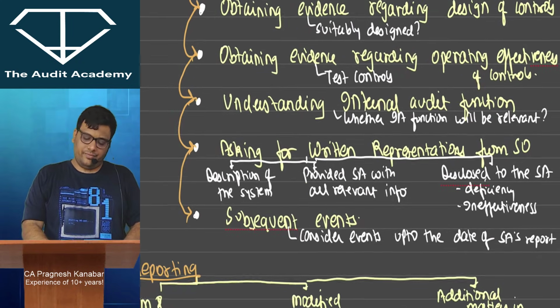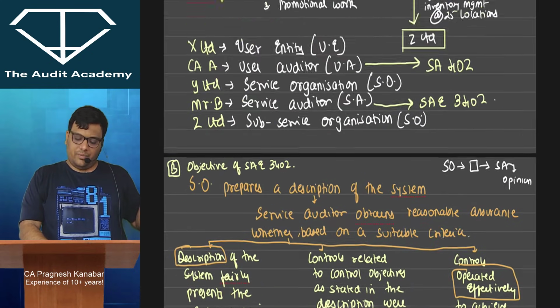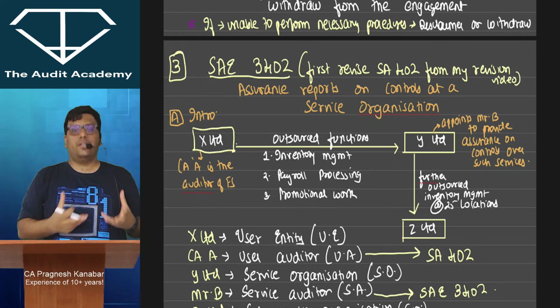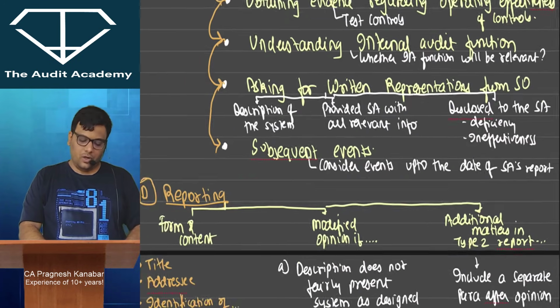And then if there is an internal auditor of Y Limited, then Mr. B will try to understand what that internal auditor is doing, whether he can get some evidence from that internal auditor or not.